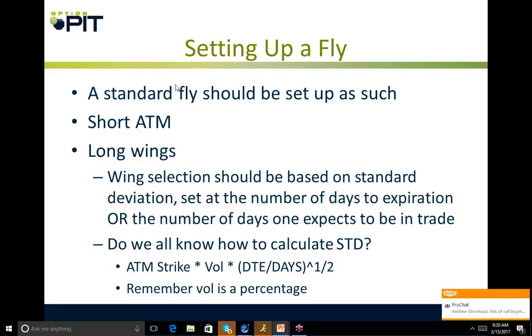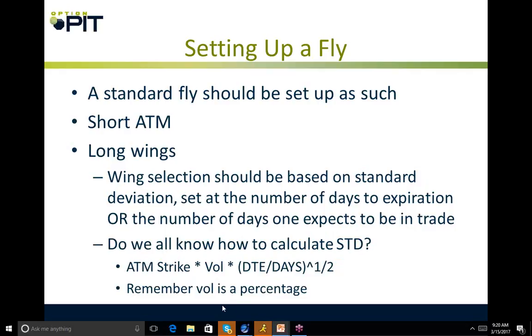All right, so let's talk about the standard fly. A standard fly should be set up as such. All right, short at the money, long wings. Wing selection should be based on standard deviation, set at the number of days to expiration or the number of days one expects to be in the trade. Now I'm going to talk about this in a second, but do we all know how to calculate standard deviation? It is the at the money strike price times its vol, remembering vol is a percentage, times days to expiration over days in a year, and the square root of that piece.